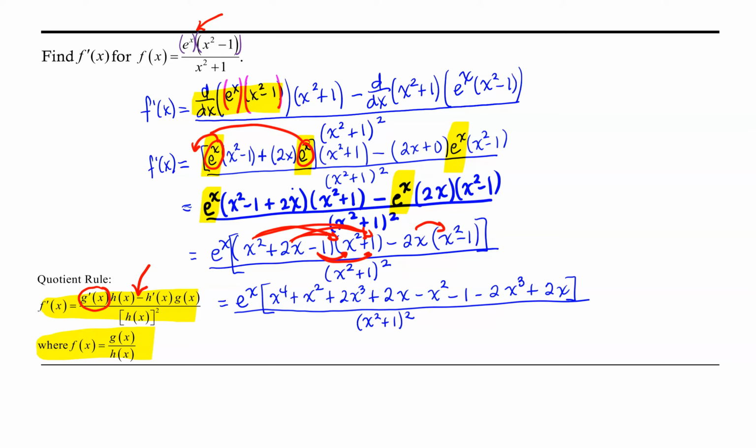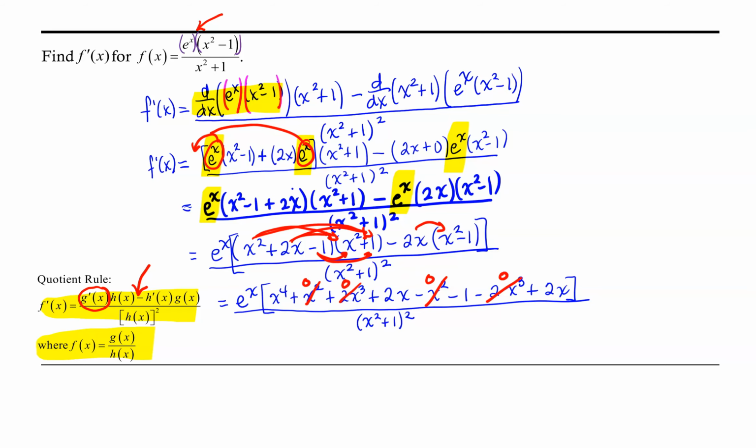Now at this point, we start looking for ways to simplify that polynomial in the brackets. And I do notice that I have a positive x squared and a minus x squared. So those will sum to 0. And we do have a plus 2x cubed and a minus 2x cubed. So those will sum to 0.